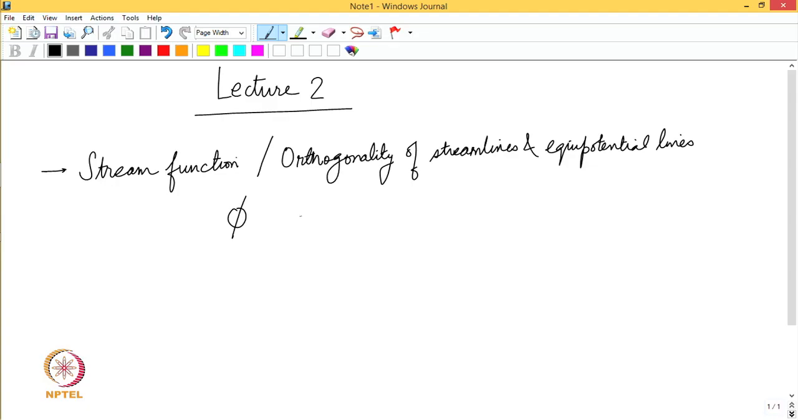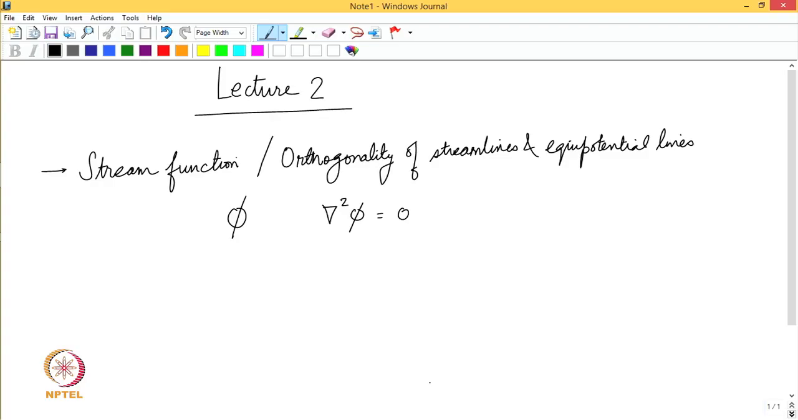So, we had defined a function phi which is governed by the equation del square phi is 0. In this lecture I will talk about a second complementary function, which is the stream function, and then I will discuss the concept of orthogonality of streamlines and equipotential lines.